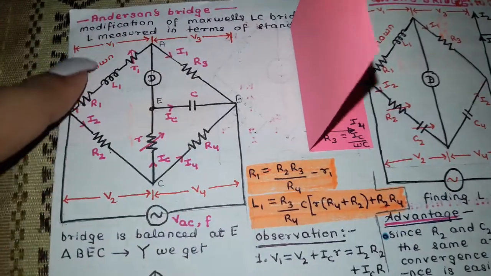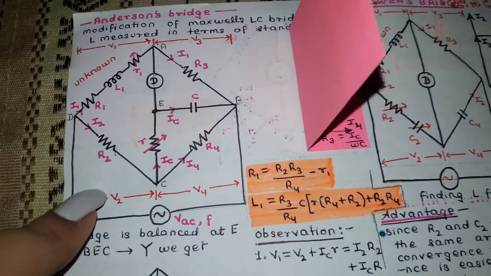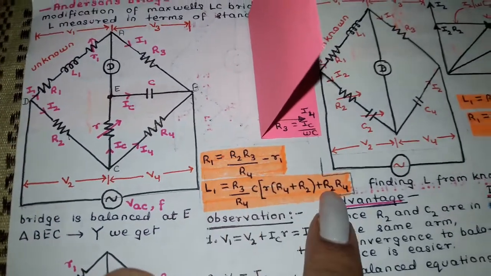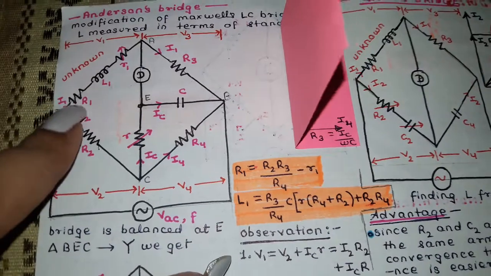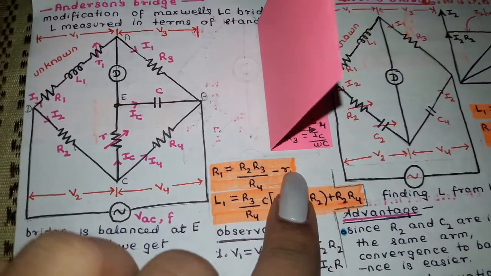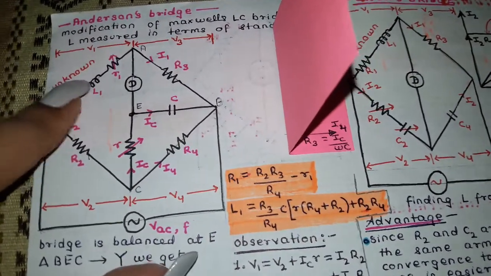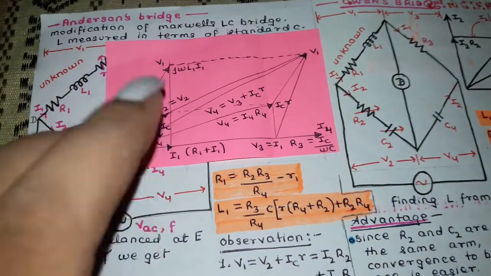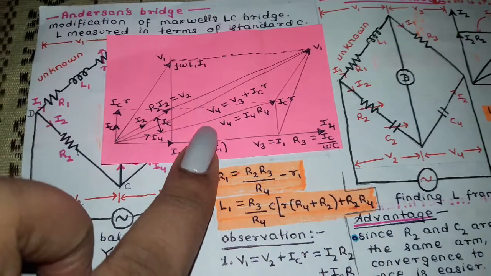What you are going to do is first balance the bridge, and these are the equations for the unknown quantities. Here R1 is unknown, you can find it using this particular formula. L1 is unknown, you can use this particular formula. This is your concerned phasor diagram. You need to practice this very well.